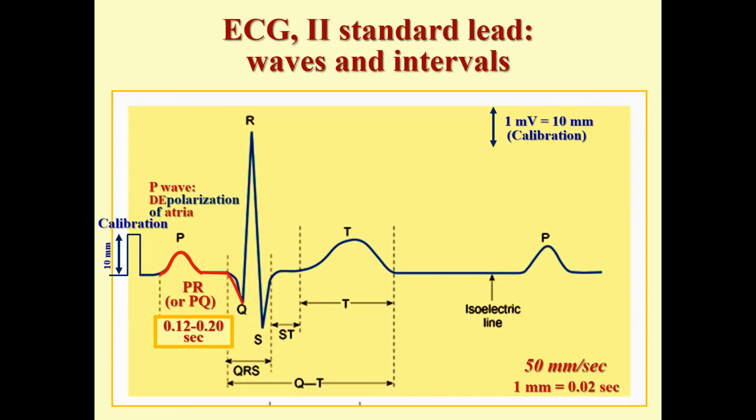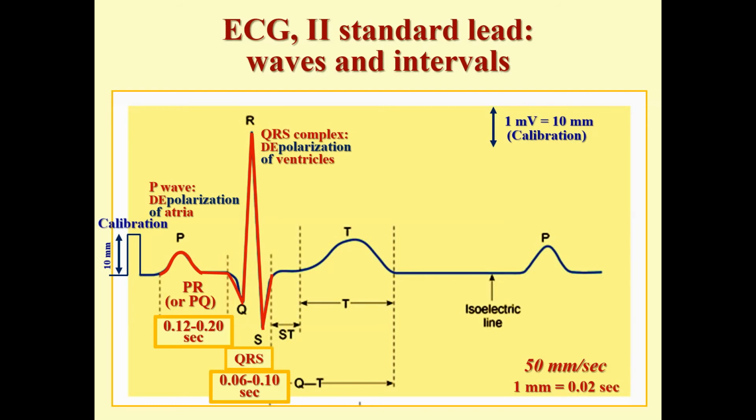Then comes the QRS complex. It should also take limited time, because it's a conduction through the ventricular conductive system of the heart, and it should be no longer than normal. The QRS complex shows depolarization of ventricles. Normally it is from 0.06 up to 0.1 of a second.